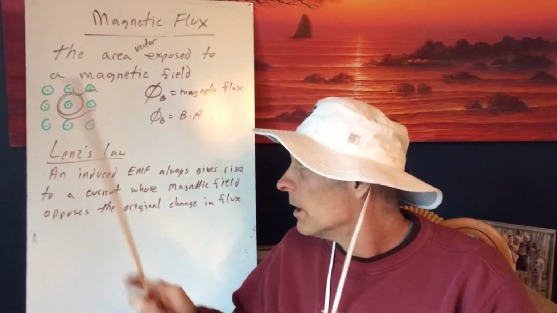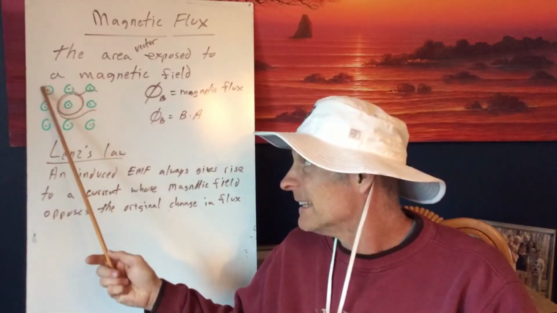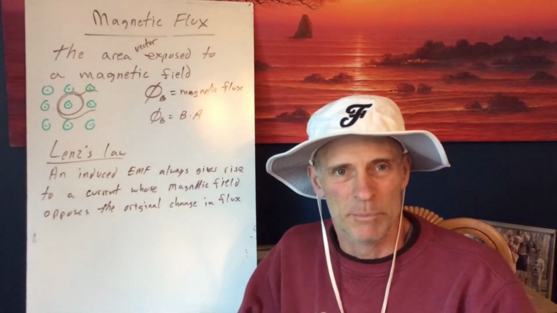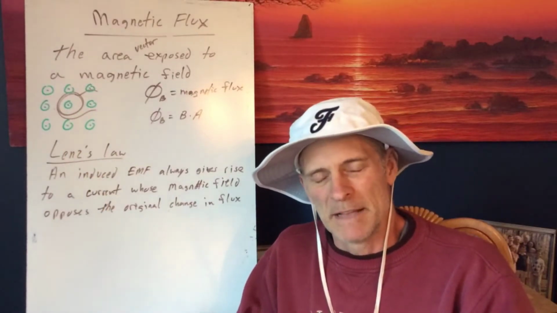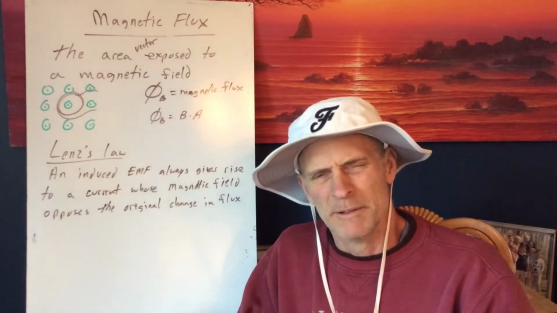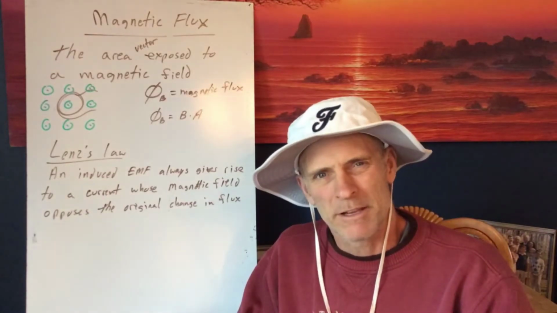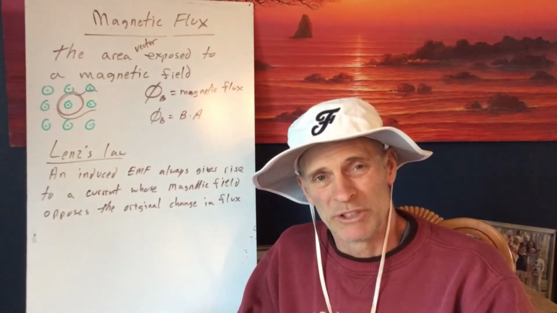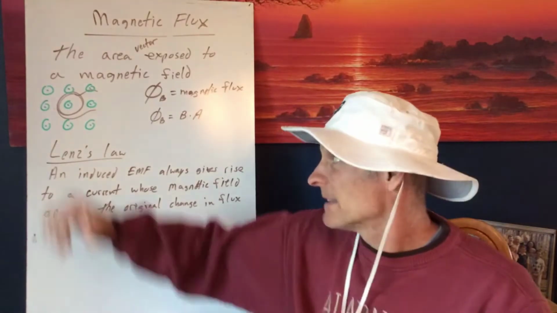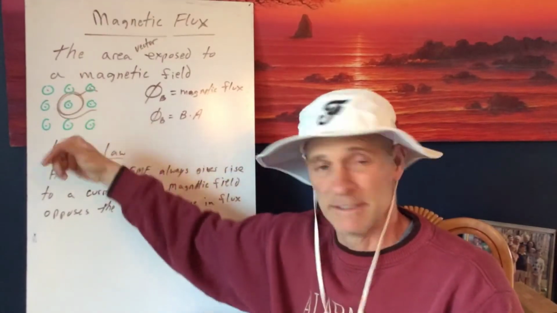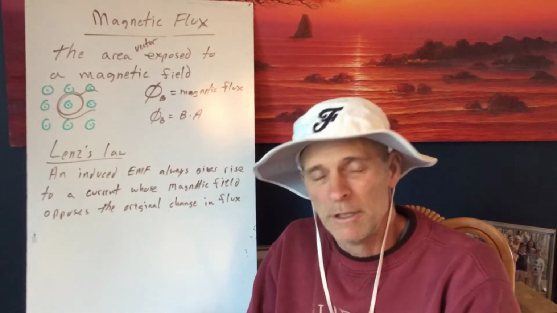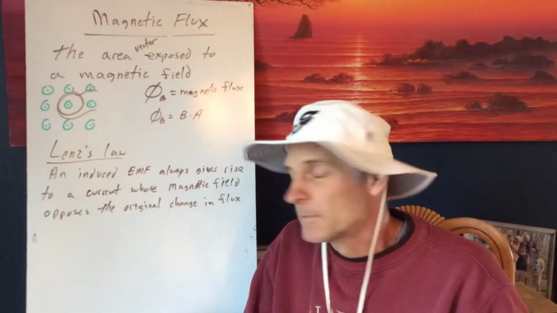So, these green dots here represent a B that's coming out of the board. Now you may be asking yourself, direction is important. What about the direction of the area? The area can go both ways. It just means that you have to have the area exposed to the magnetic field. So if my magnetic field is coming out of the board, my area obviously is exposed to that field. So my area vector can go out, and that's the way I'll work it.